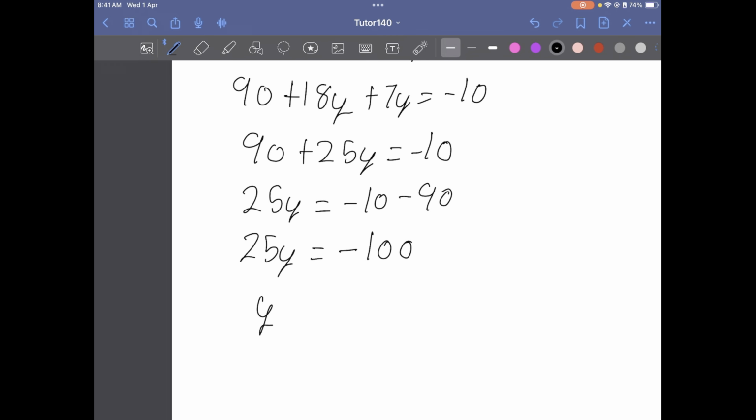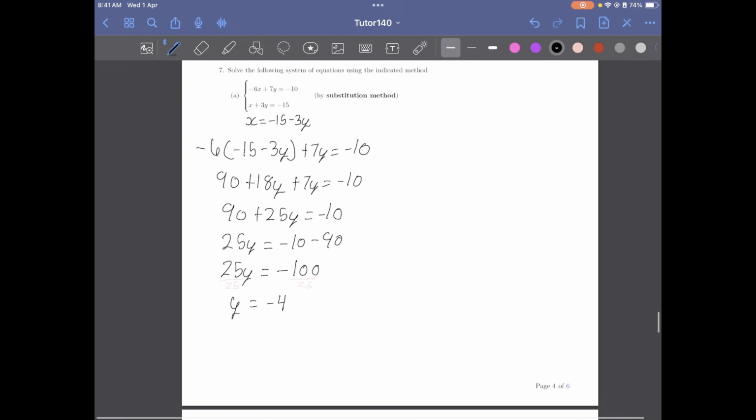For y, divide both sides by 25. So divided by 25, divided by 25. y is equal to negative 4. Okay, and then remember that x is equal to negative 15 minus 3y. So substitute the y value. x is equal to negative 15 minus 3 times negative 4. x is equal to minus 15 plus 12, because negative 3 times negative 4 is positive 12. x is equal to negative 3.